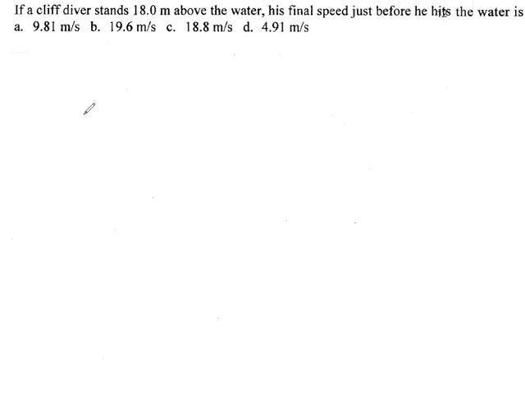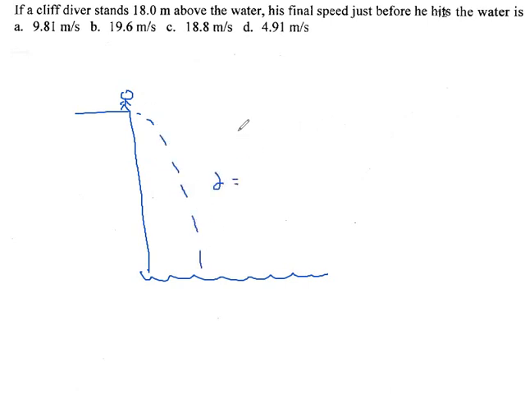Okay, if a cliff diver stands 18 meters above water, okay, so if you jump down 18 meters, you start out with no velocity. When you first step off a ledge, you're not moving up or down, and then you pick up velocity as you fall. You'll have a final velocity just before you hit whatever this surface is, and that's what they're asking us for. Now, directions are important here, and we'll get to that in just a second.